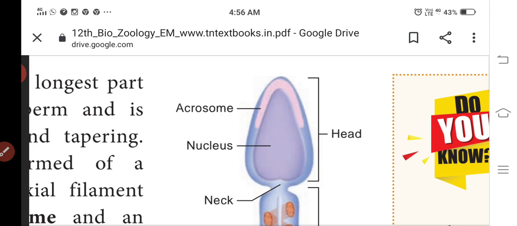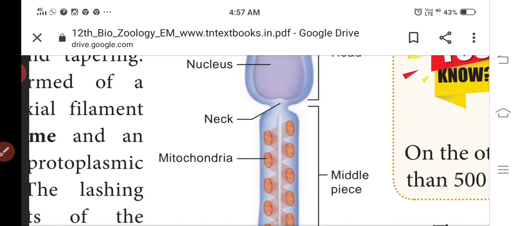Next is the nucleus. The nucleus is slender, flat and oval-like in structure. The neck is a short one between the head and the middle piece. It connects the head and the middle piece.